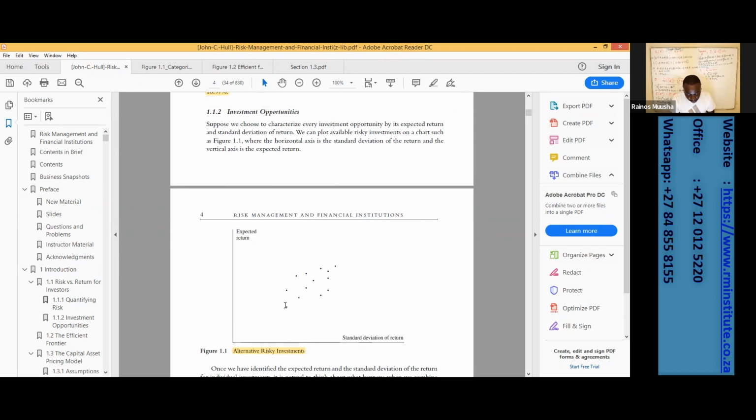Which means you are basically plotting the corresponding standard deviation against the corresponding expected return, so that you're able to see roughly what relationship we are expecting between the risk and return for a particular portfolio of securities or for a particular asset as well.